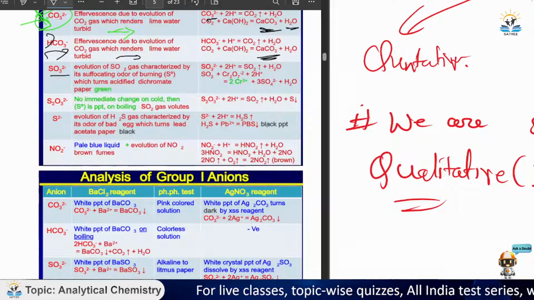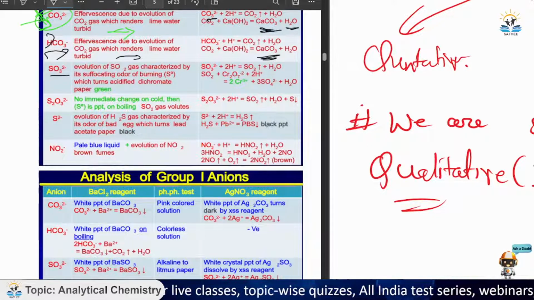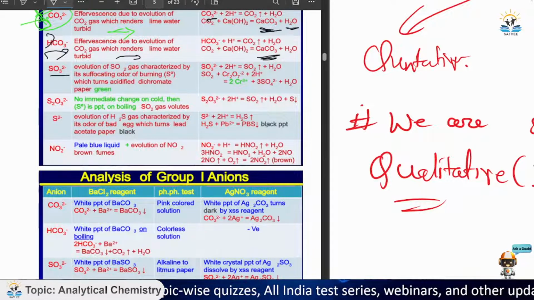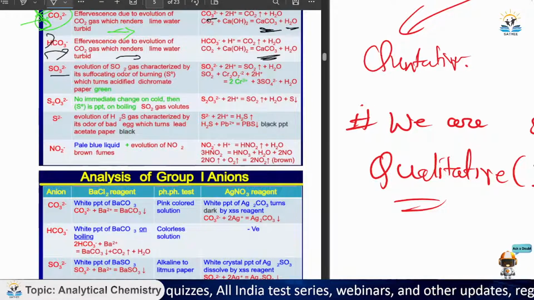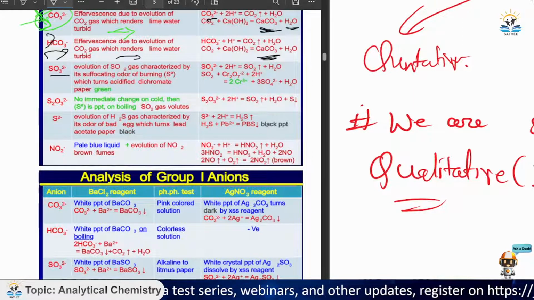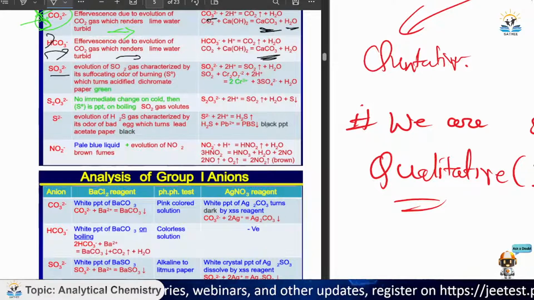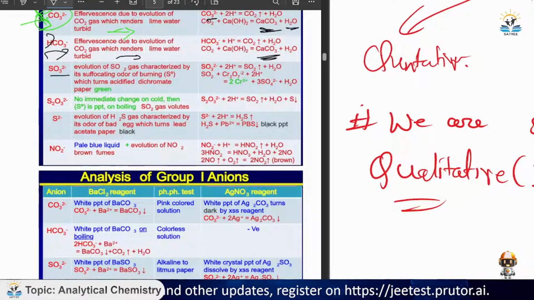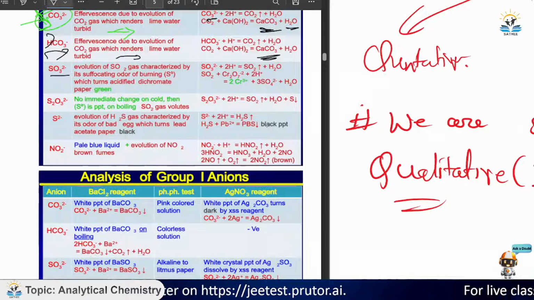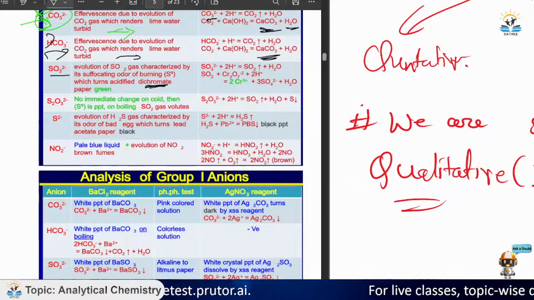Now SO3 2 minus. What will occur with the SO3? Evolution of SO2 gas will be characterized by its suffocating odor. If we want to ensure whether there is SO3 2 minus anion or not, we will add dilute HCl and see the evolution of SO2 gas. How will we see that the gas evolved is SO2? It gives a suffocating odor of burning sulfur, which turns acidified dichromate. So we will use some acidified dichromate.